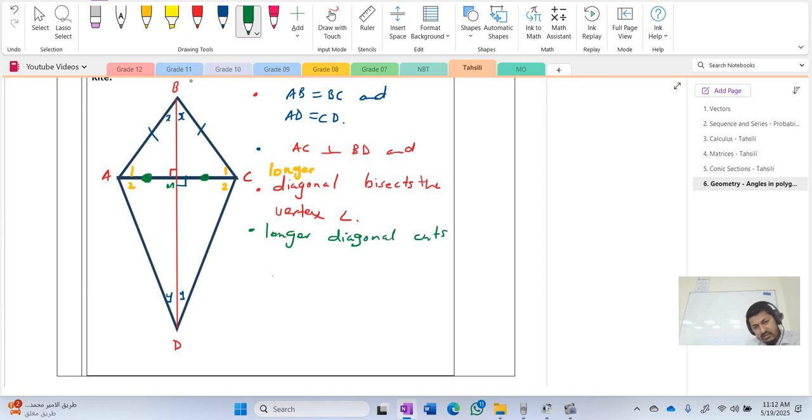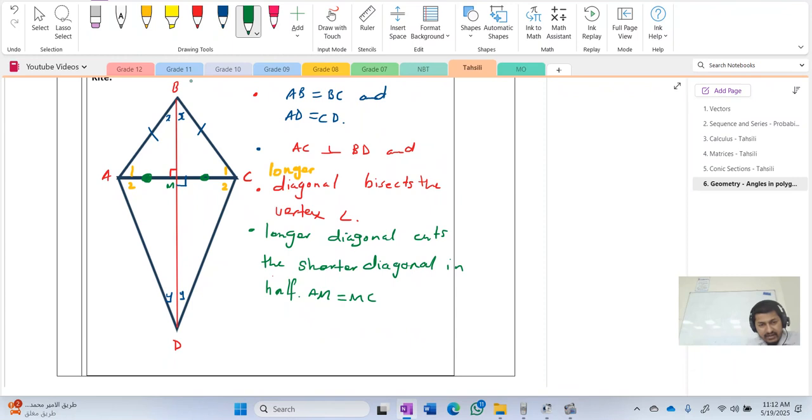That basically means AM is equal to MC. Look at the longer diagonal, BD, it cuts the shorter diagonal in exactly half. So if this distance from A to M is 5, then M to C will also be 5. I hope you guys understood that.